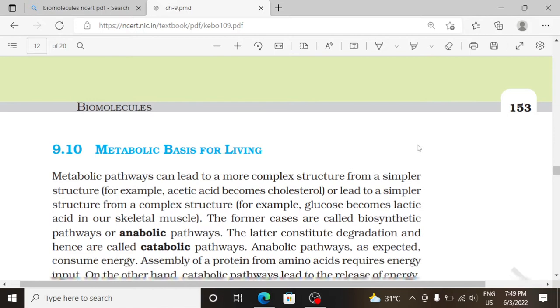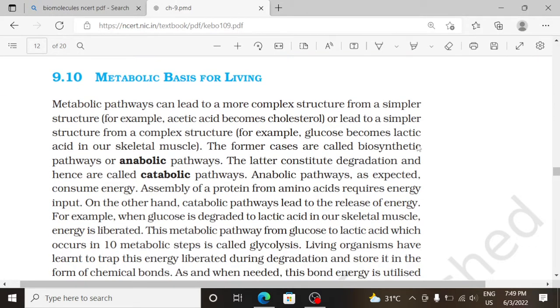Metabolic basis for living. Metabolic pathways can lead to a more complex structure from a simpler structure. For example, acetic acid becomes cholesterol, or lead to a simpler structure from a complex structure.